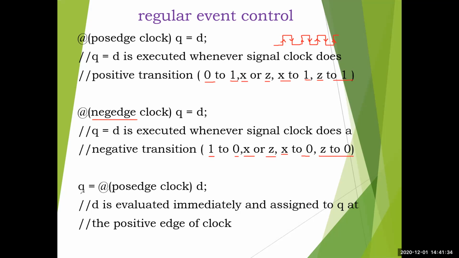Then like this we can also write q equal to @(posedge clock) d. This is also a delay exercise. So d is evaluated immediately here at the 0 time instant, but assigned to q at the positive edge of clock. When you write an operator after this assignment operator, the right side is read first, and while writing it will take this delay. So this is about the regular event control. Hope it is clear to you.